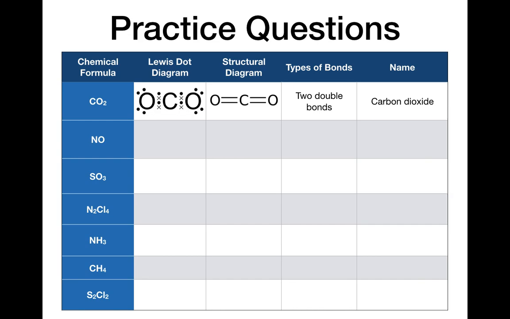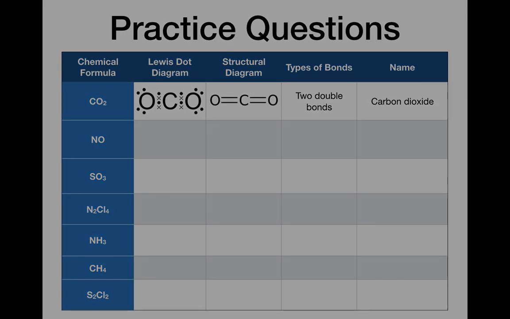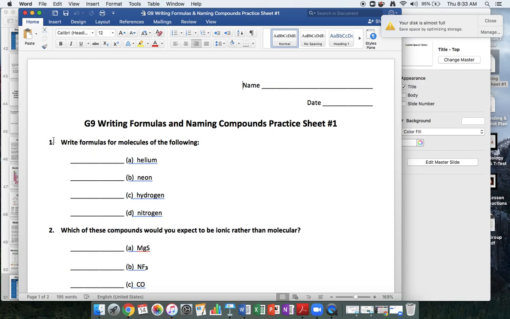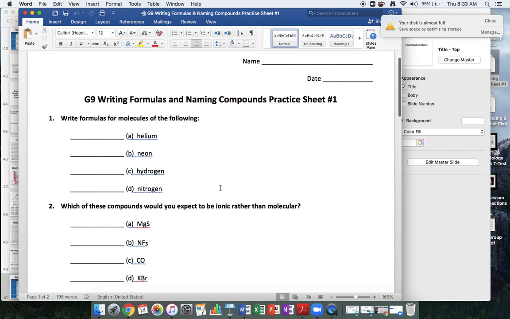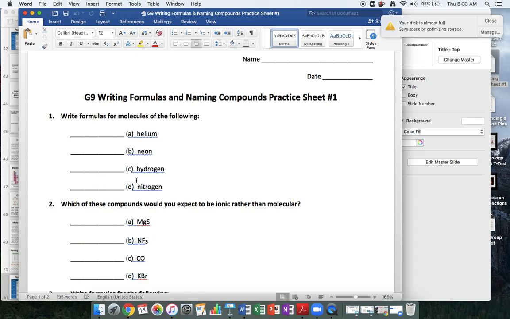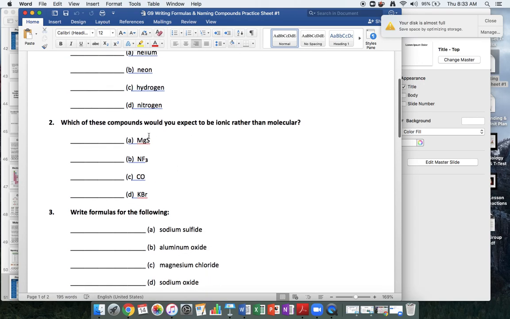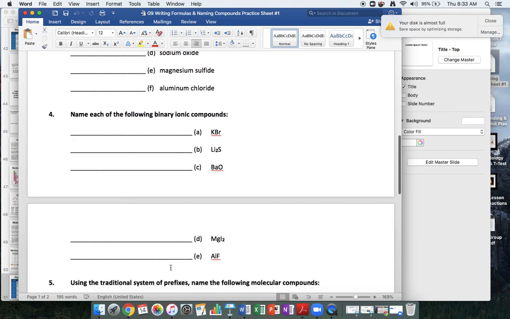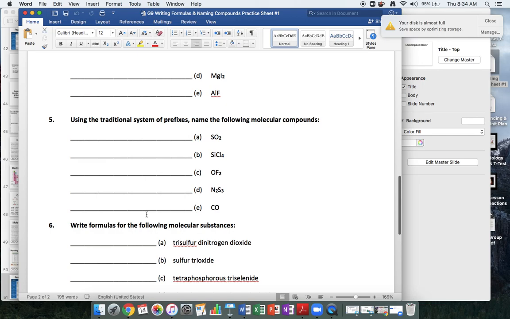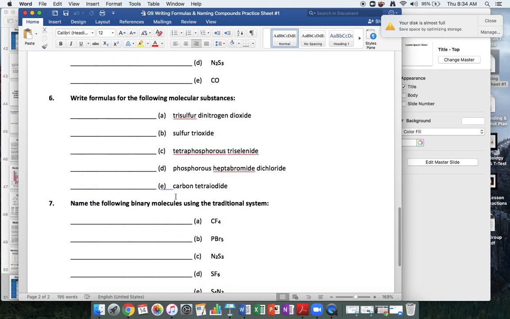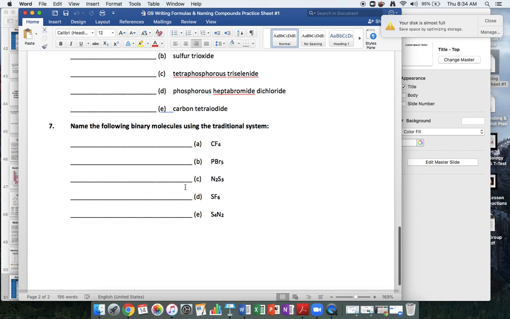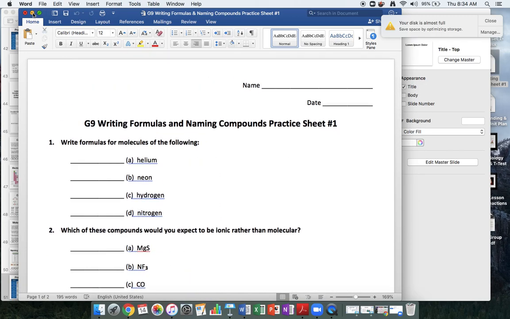You also are going to practice just naming and formulas back and forth. And to do that, I put together a worksheet for you. You can just write the question 1A in your notebook so we can make sure we give you feedback on it. Okay, so write the formulas for the following molecules, which ones are ionic, which ones are molecular. Write the formulas for these ones, name these ones. Name these molecular compounds, write the formulas. It's a little more complicated one, but you guys can do this. And then here, name them. Okay, so that's your practice along with the table.